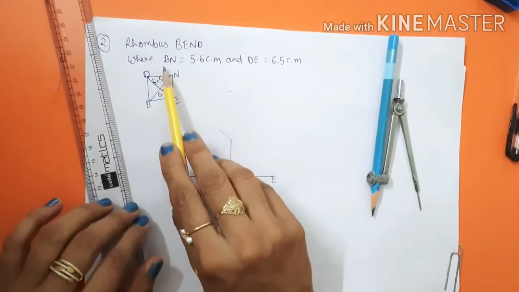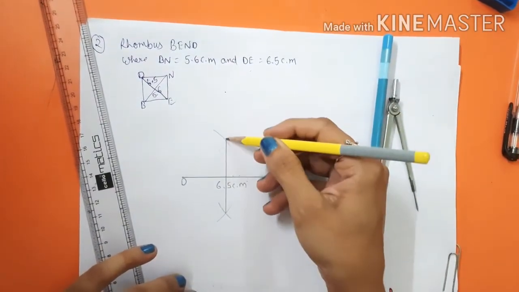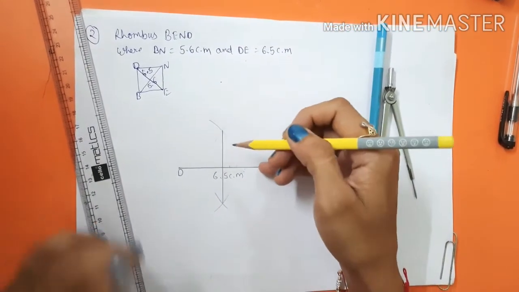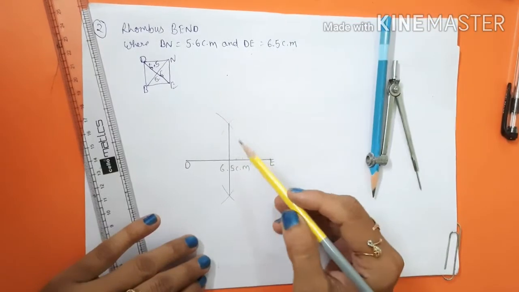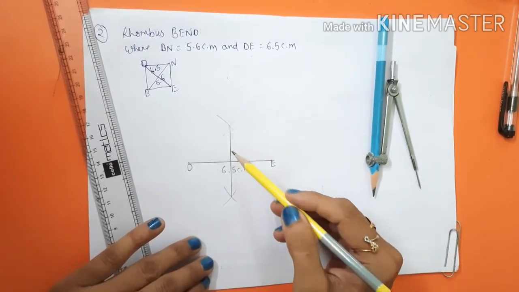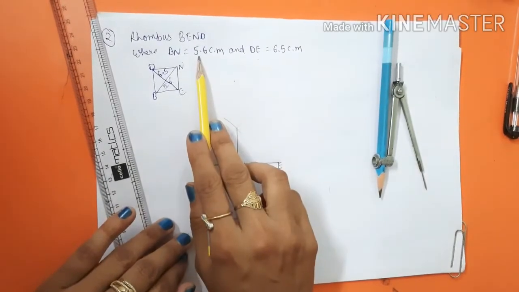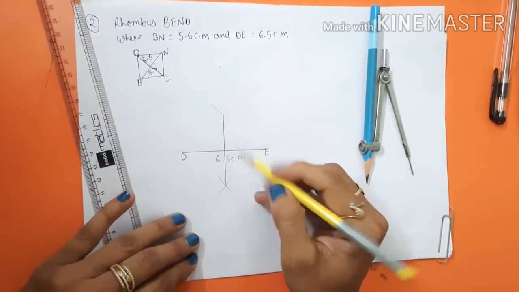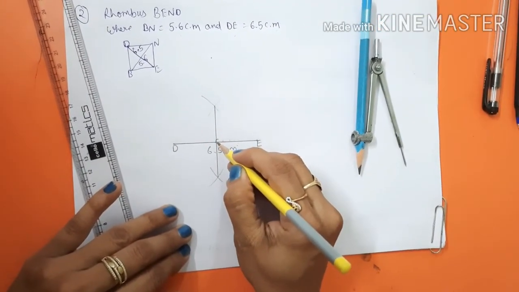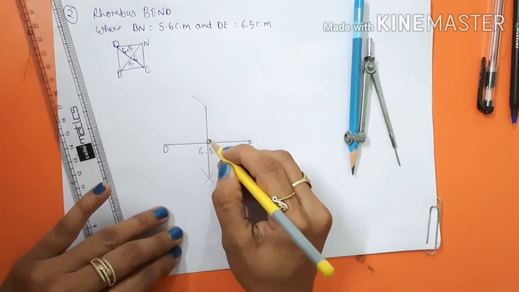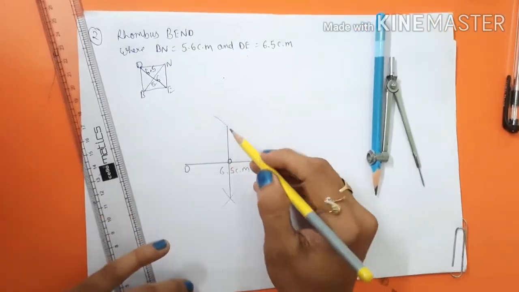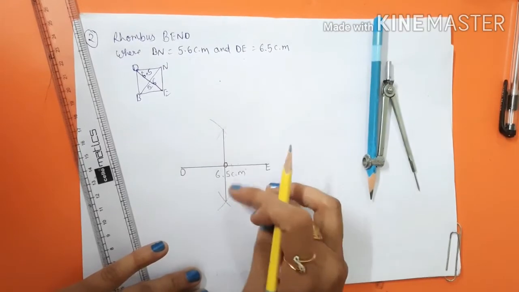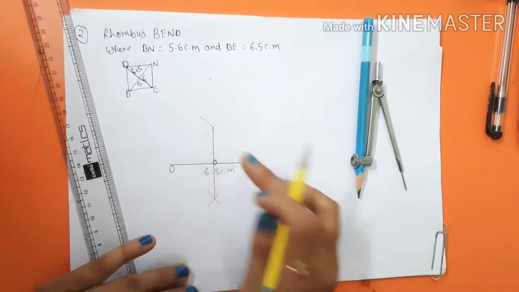Now the second diagonal is BN. We have to construct BN this side. BN is given 5.6. That means this measurement should be 5.6. How can we construct 5.6? This diagonal also should be in 2 equal parts. So we'll divide 5.6 by 2. That means 2.8 we will take this side and 2.8 this side. This is the center O. From center O, from the point of intersection, we'll take 2.8 centimeter this side and 2.8 centimeter this side.